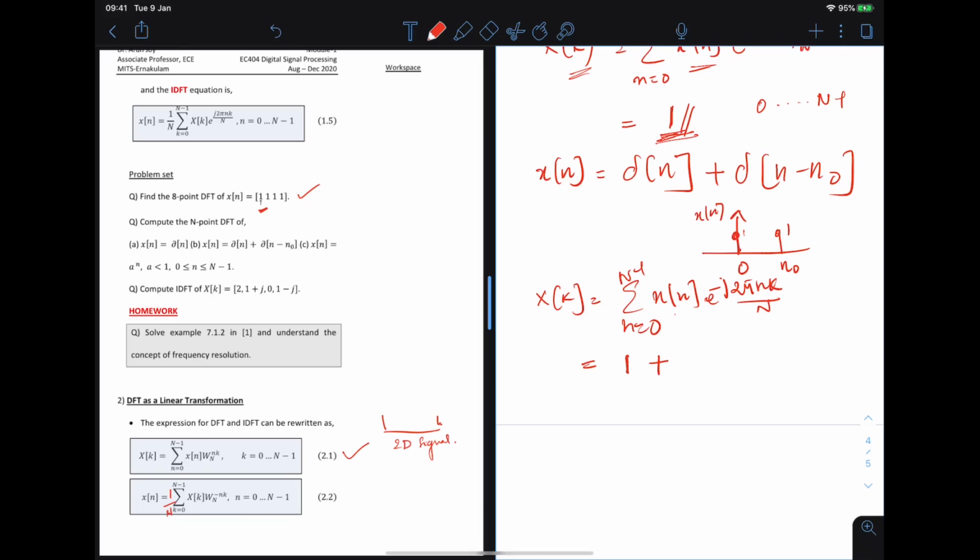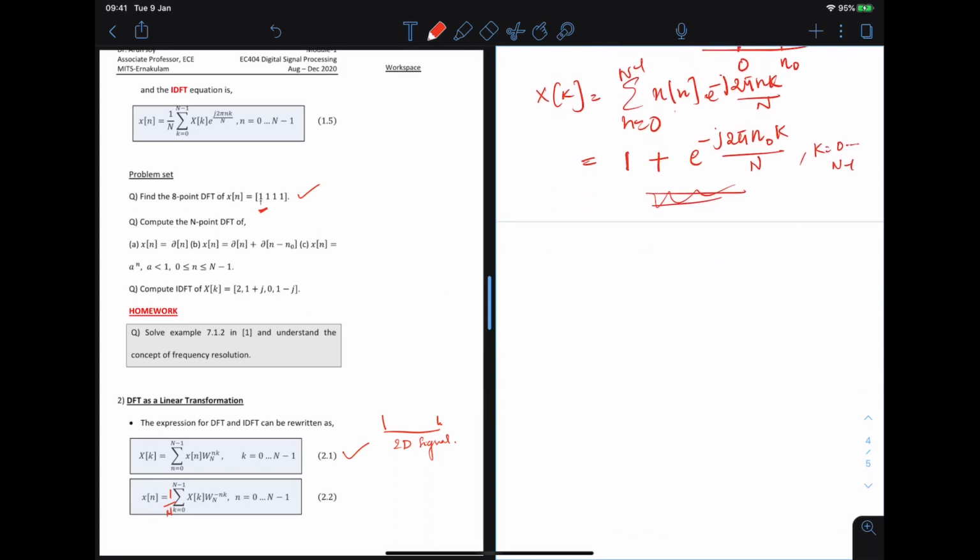The next part is only at n equal to n0 you have a value. So x of n will be equal to 1 there, and the answer is e raised to minus j 2 pi k n0 by N, for n equal to n0. For k equal to 0 to N minus 1 you have this answer.